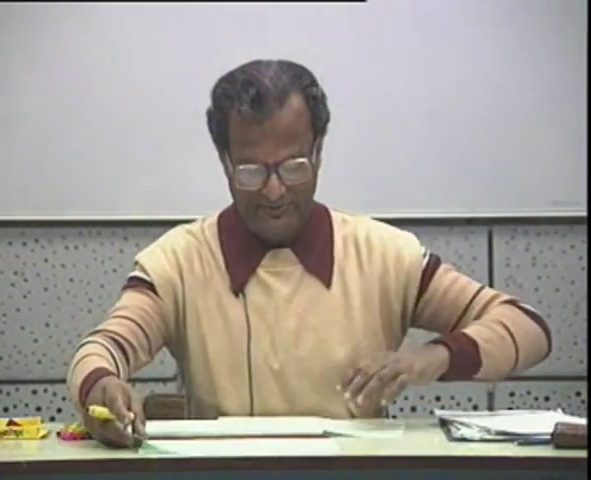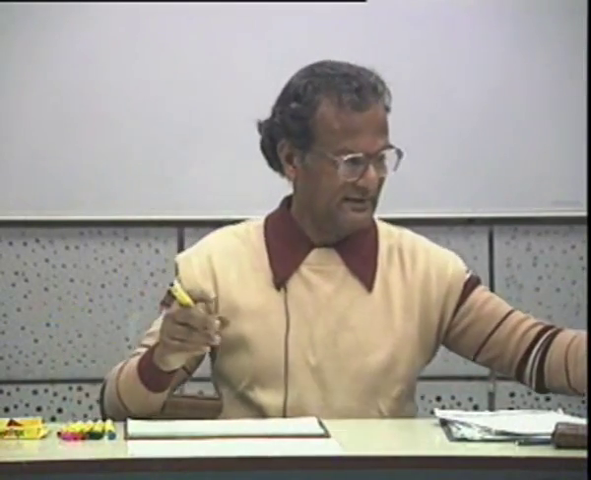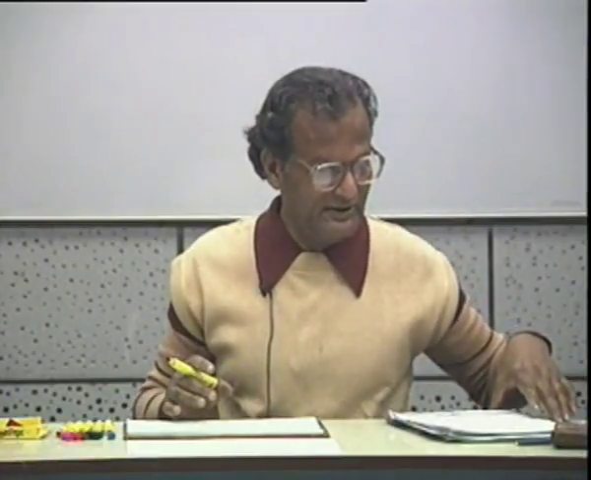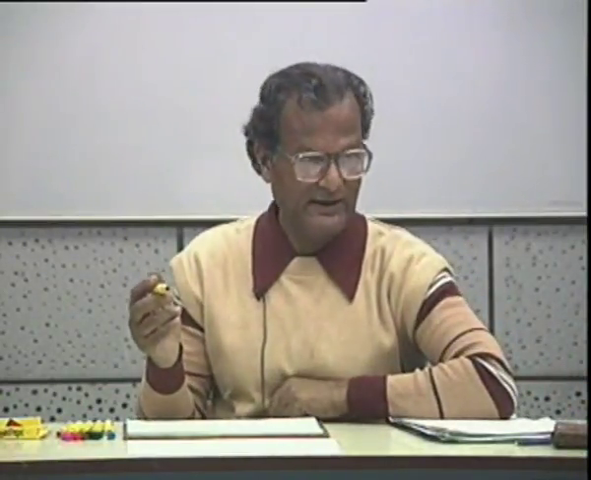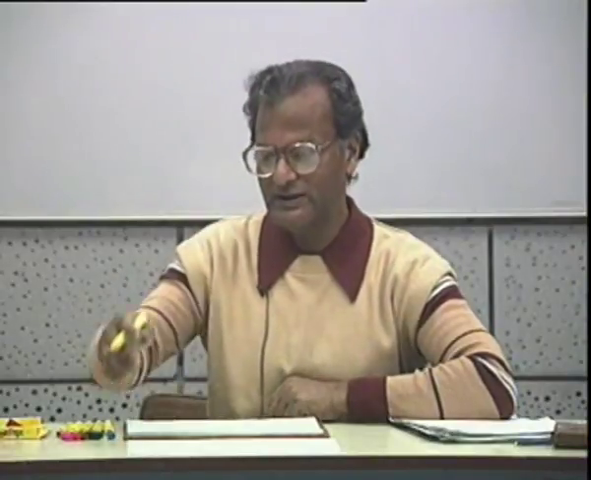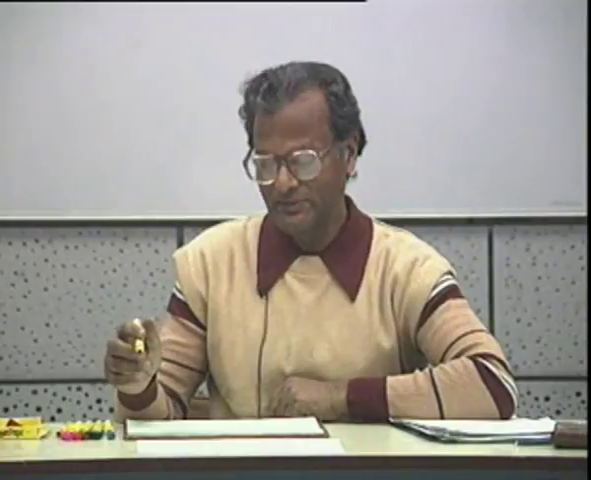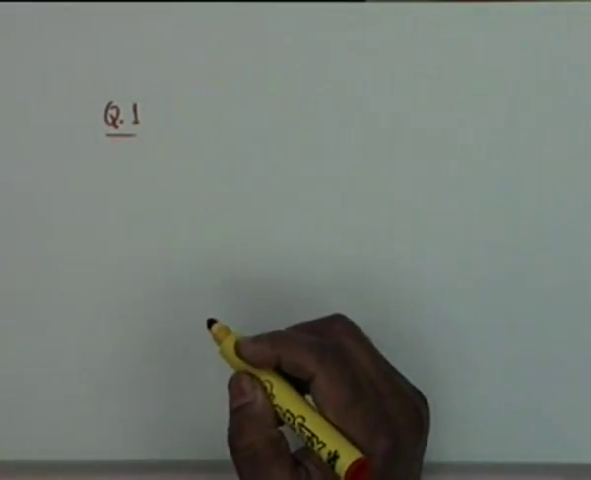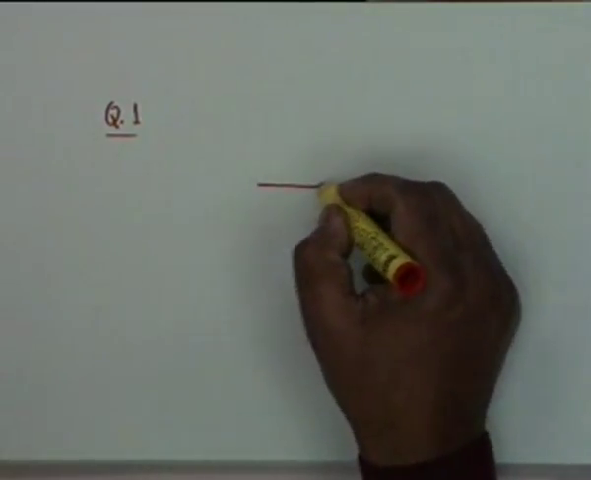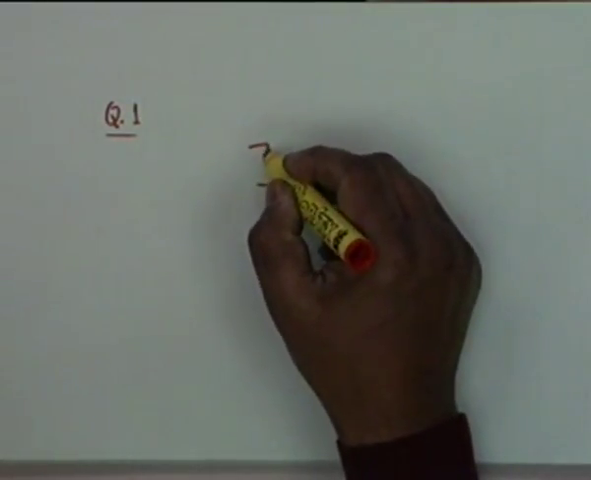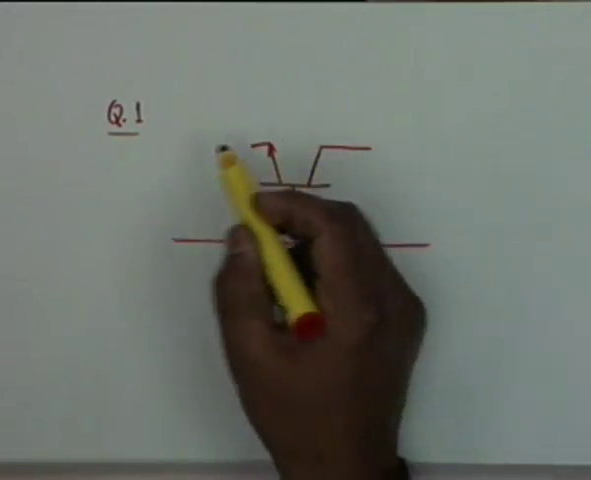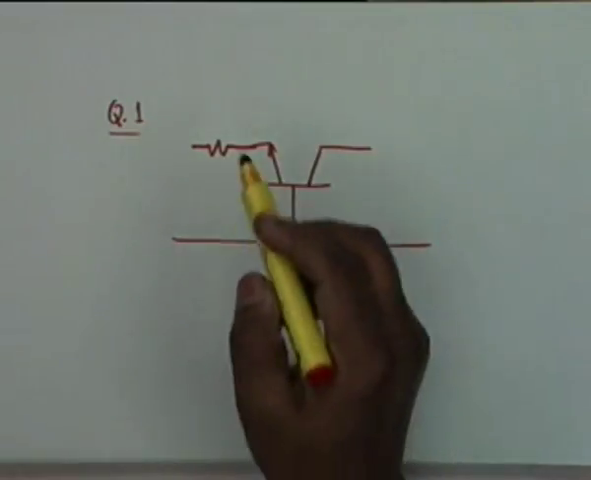Now let's take some problems. The problems have already been given to you in the tutorial sheet, and I had asked Mr. Joshi to work out some of the marked problems. Some of the tougher ones I left for the problem session. The first problem is that you have a transistor like this. It's drawn a bit unconventionally.